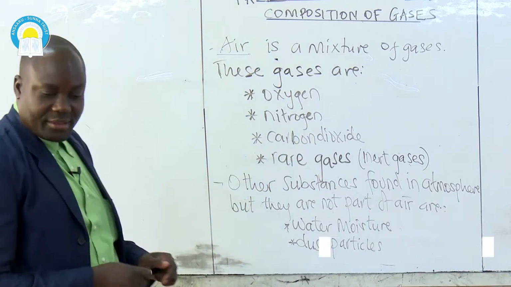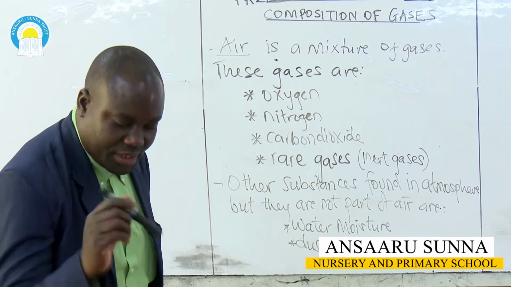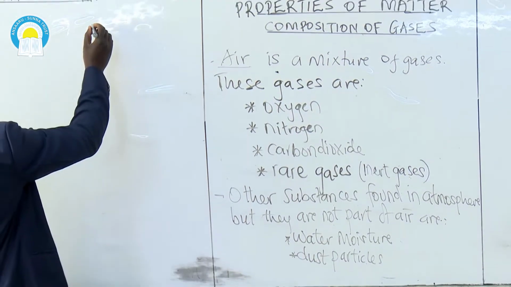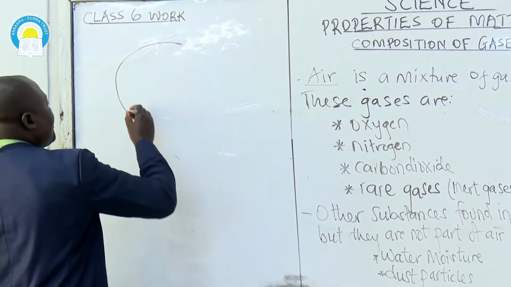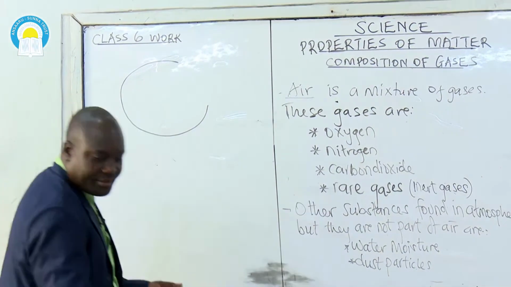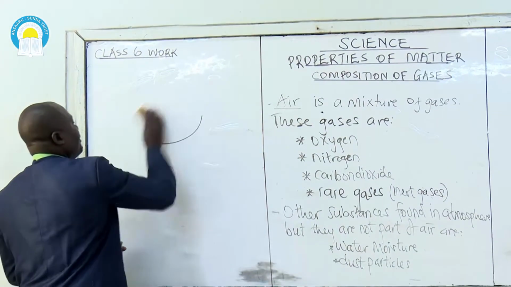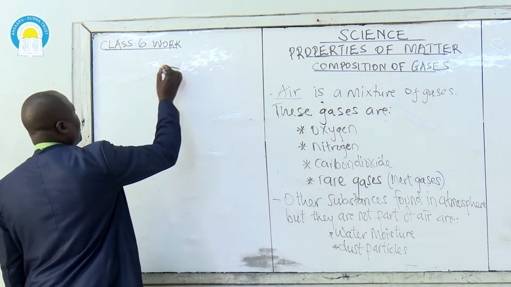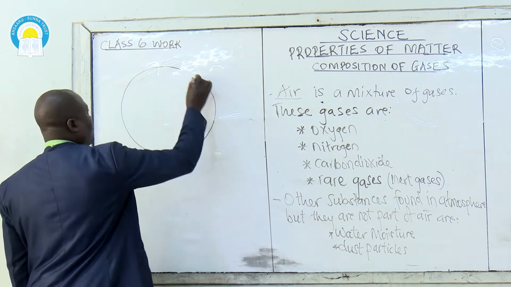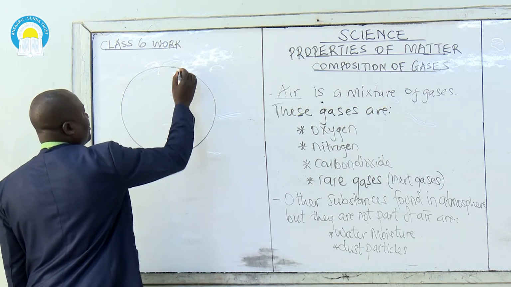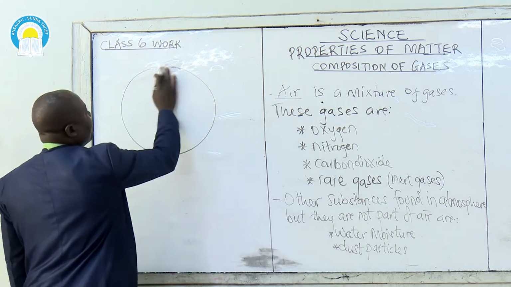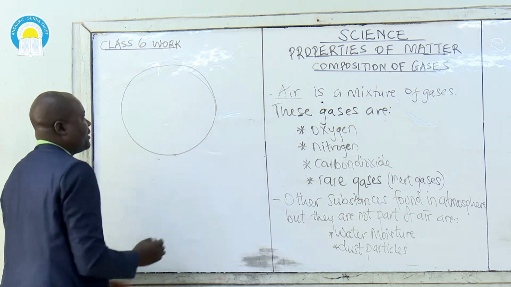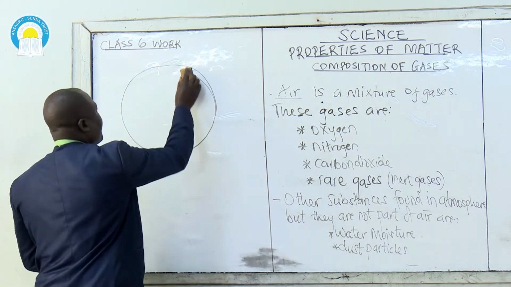So let us have this in a drawing, which is shown in this manner. We draw a circle like this. That's too small. Let me enlarge it. Let us have a big one. Like that. So that is a circle that you are going to use to represent gases.